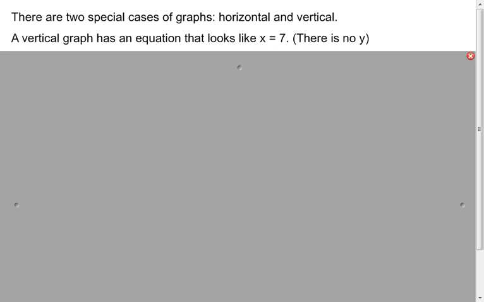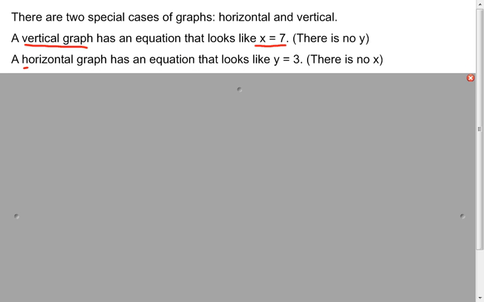There's two special cases of graphs, horizontal and vertical. We haven't talked about those yet. A vertical graph has an equation that looks like x equals 7. Now, notice there's no y in that equation. There's just an x. Anytime you see an equation that's just x, that means it's going to be a vertical graph. A horizontal graph only has a y in it, like y equals 3. There's no x there. That tells me it's going to be a horizontal graph.